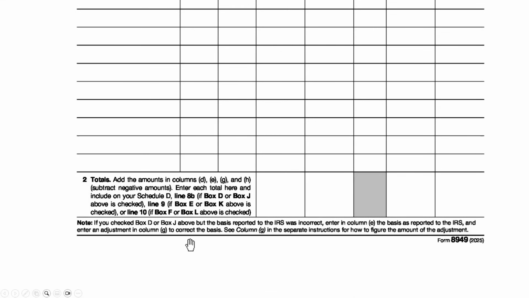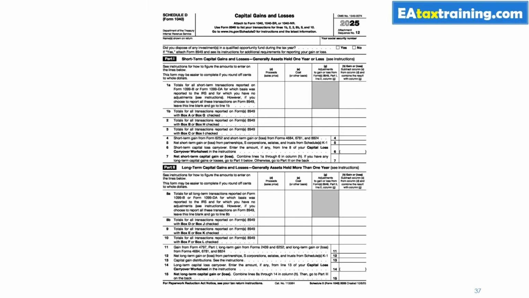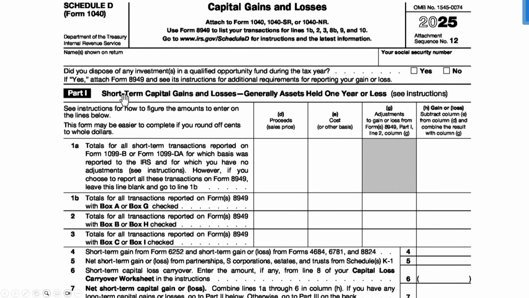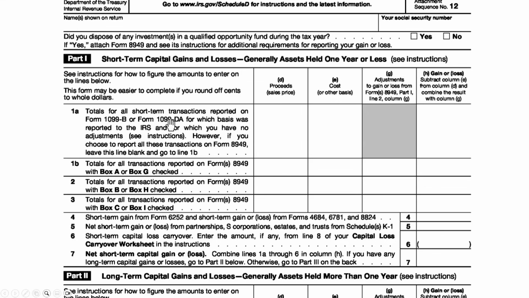Once you have all of your short-term and long-term gains and losses from all of your 8949s, those are then going to flow up to Schedule D. So this is the front page of Schedule D. Let's zoom in again. And here again, part 1 is short-term capital gains and losses. So you can see all of the totals from the 8949s.